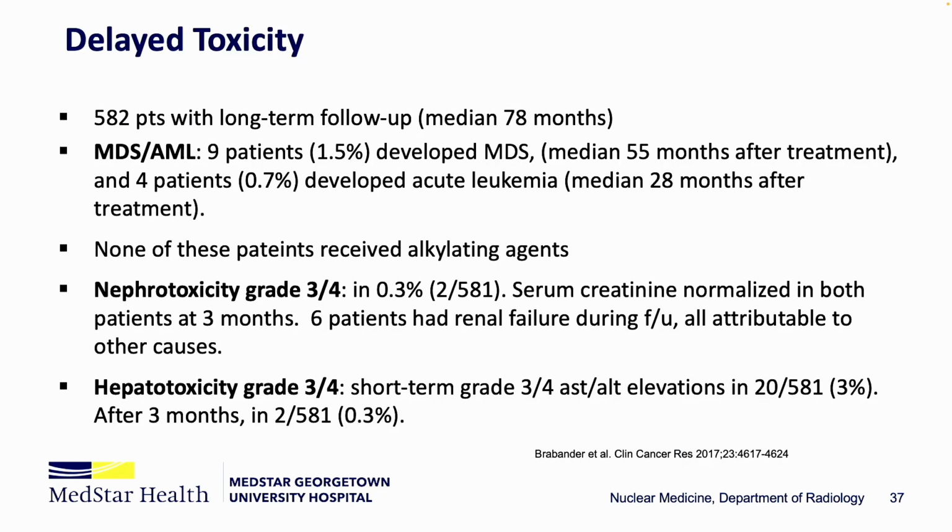So delayed toxicity, most of the times, is either a myelodysplastic syndrome or acute leukemia. Very few patients, about 1.5% or 0.7%, depending on which of the two, will have myelodysplastic syndrome, which is an irreversible kind of damage to your bone marrow. It's not able to produce the red blood cells, white blood cells, platelets anymore, or again, leukemia. And this can happen about 4 to 5 years after the treatment.